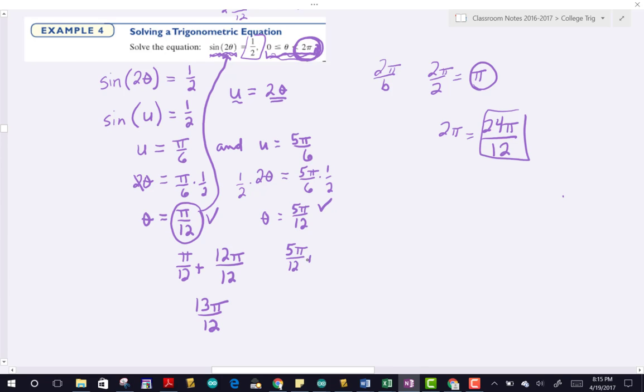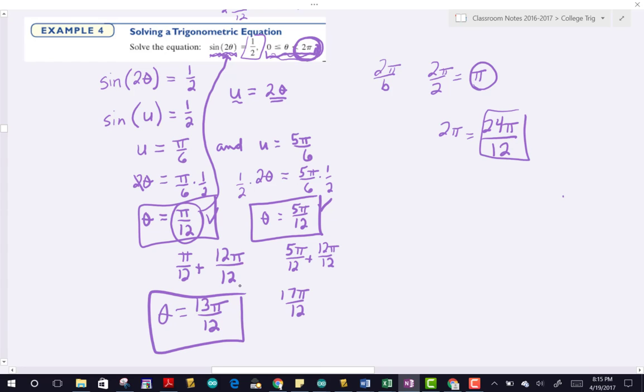If I start with 5 pi over 12 and I add 12 pi over 12, that gives me 17 pi over 12, which isn't too big, but then adding another one would. So this function actually has 4 solutions. Theta is equal to pi over 12, 5 pi over 12, 13 pi over 12, and 17 pi over 12.